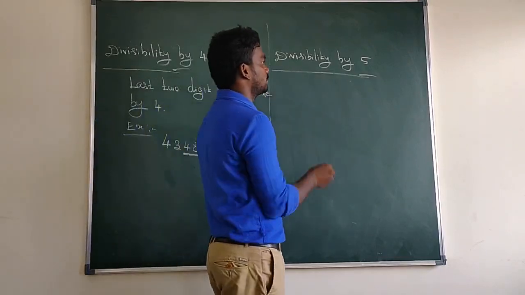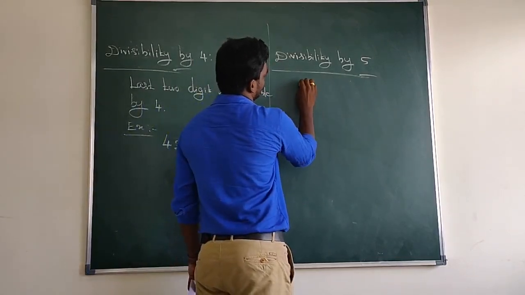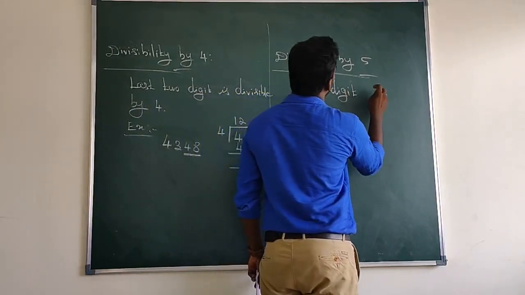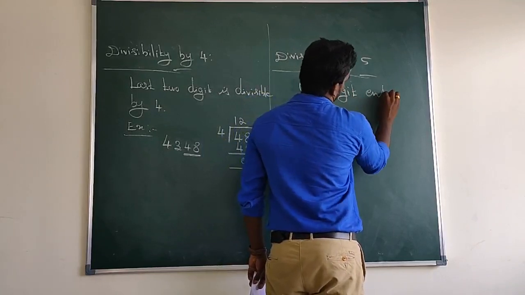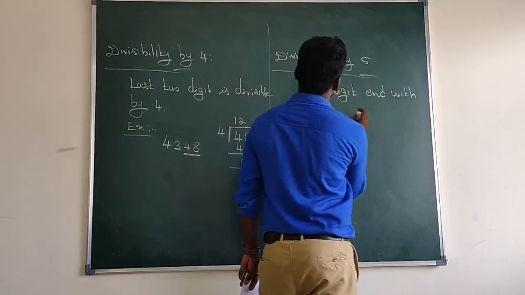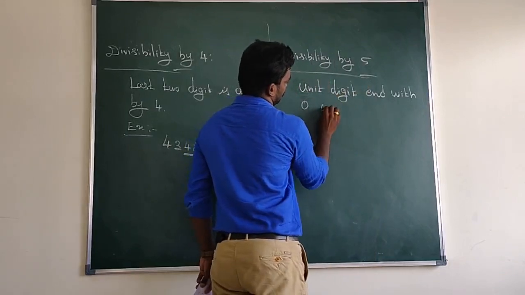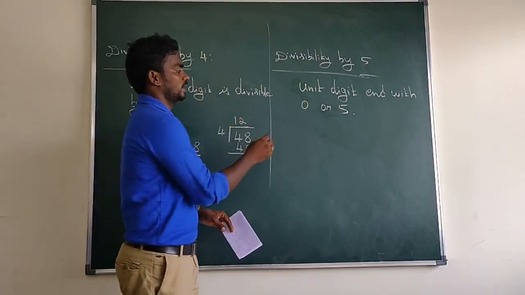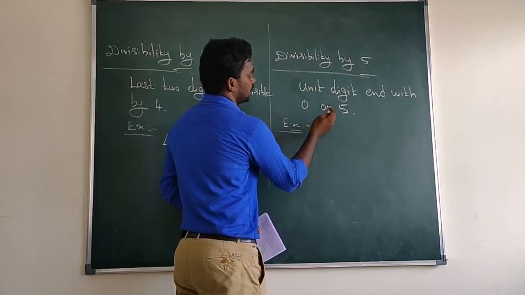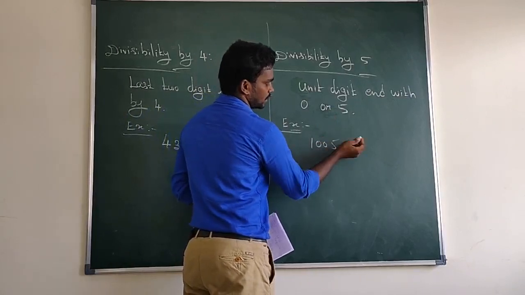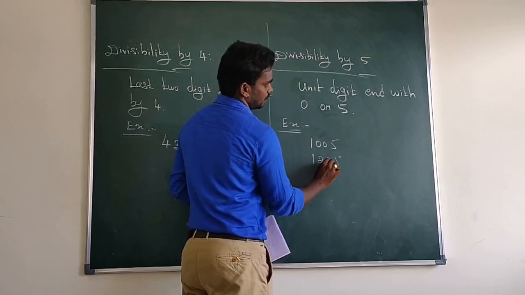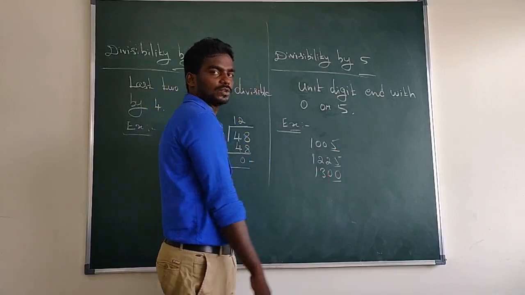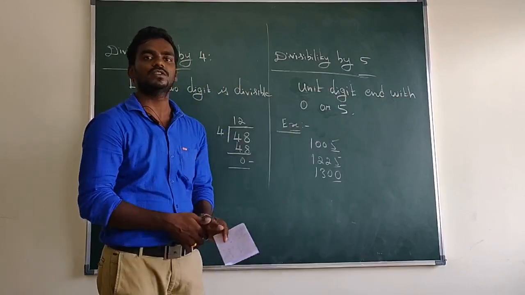What is the concept for divisibility by 5? The unit digit ends with 0 or 5. A number whose unit digit ends with 0 or 5 is divisible by 5. For example, which numbers are divisible by 5? 1005, 1225, 1300. The unit digit ends with 5 or 0. Numbers ending with 0 or 5 are divisible by 5.